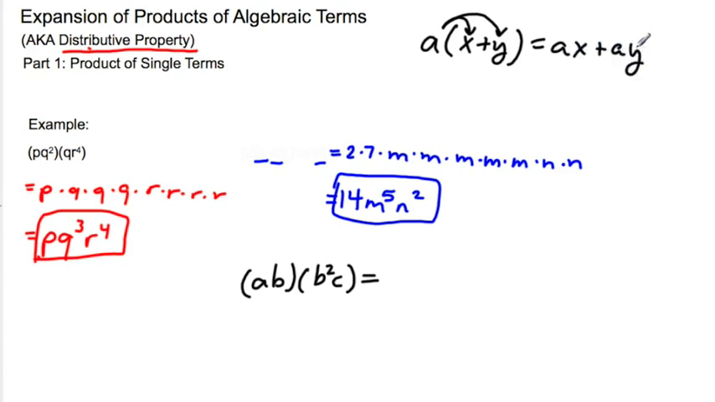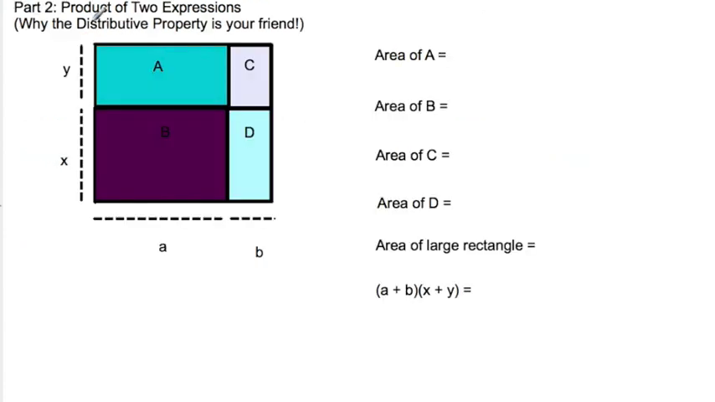What we're going to do right now is take a look at a diagram that's going to help us once the problems start to get a little trickier. Here we have a product of two expressions. So you see I have a rectangle, and the side length of this rectangle is a plus b, and the side length over here is x plus y. So I'm looking for the product of a plus b times x plus y.